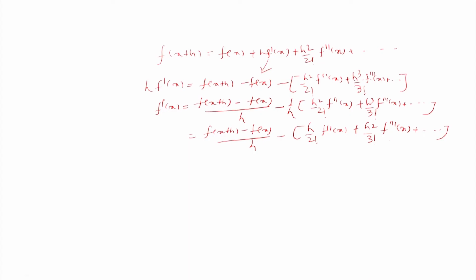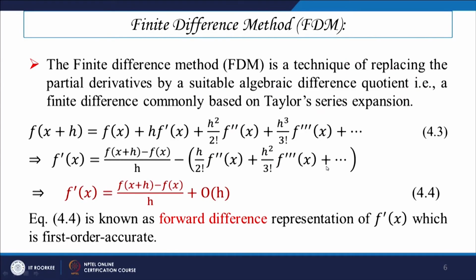So, if we just take h common from these terms here, then we can write this as f of x plus h minus f of x by h plus order of h. That is why it is written in the form f dash x equals f of x plus h minus f of x by h plus order of h here.